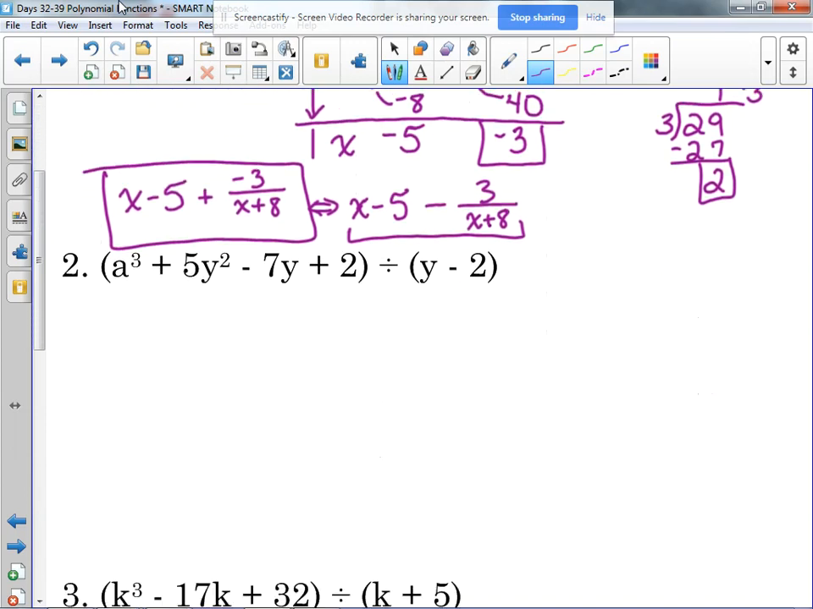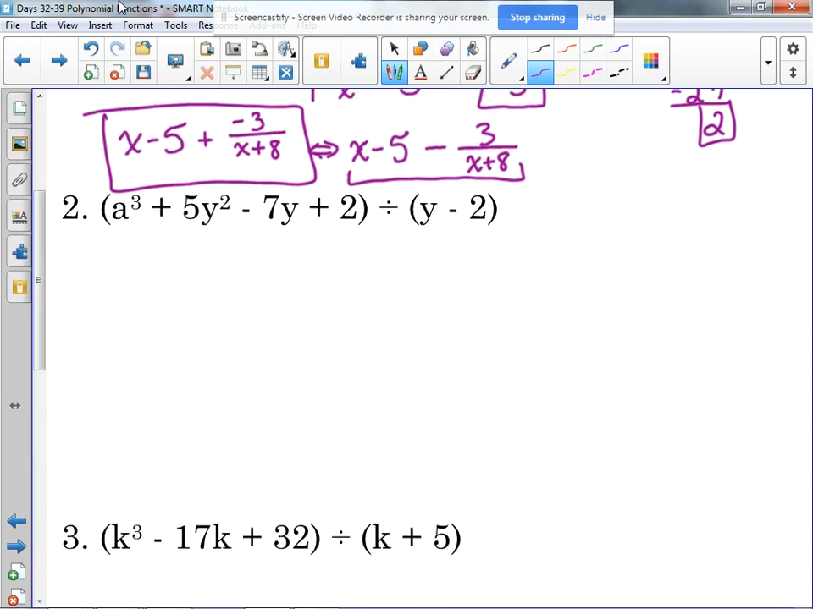Let's do one that starts with a cubic function instead of a quadratic function. Again, nothing's changed. It doesn't change anything. There's just some details we need to talk about. Y minus 2 is equal to 0. Solve for y. So we add 2. 2 goes on the shelf. We've got another coefficient of 1. Then we've got 5, negative 7, positive 2.